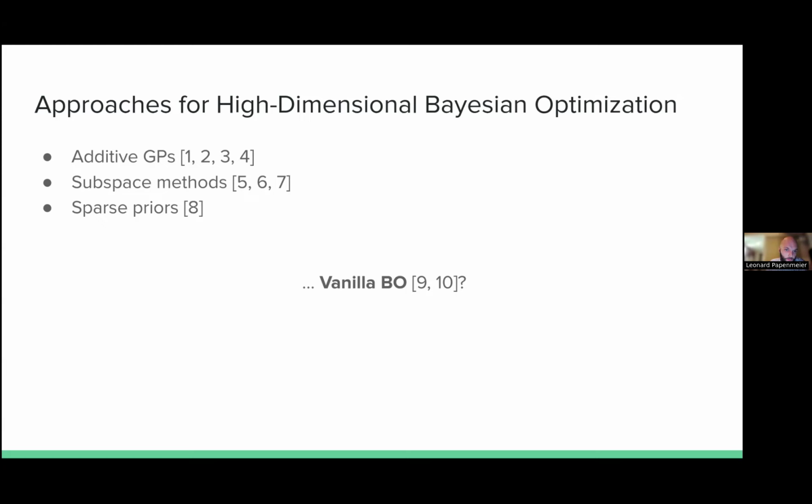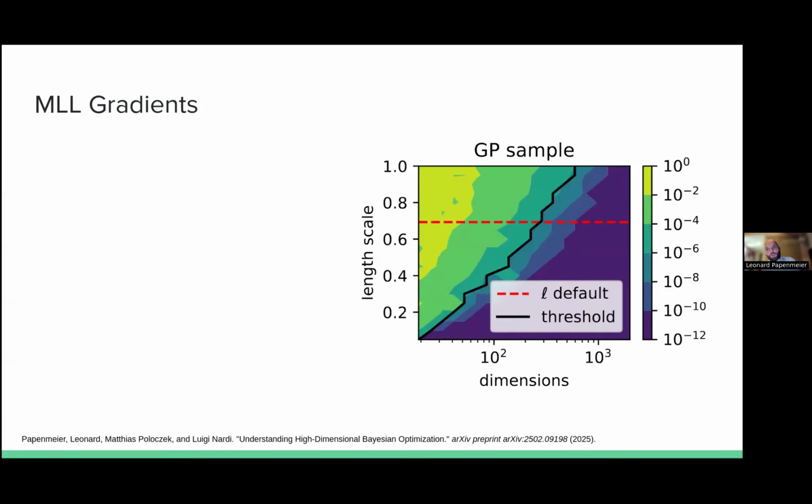However, we saw 2 papers in the past that said that vanilla BO just works out of the box in high dimensions. And this talk really is about why is that, and why didn't it work in the past. So, right, let's start with talking about why high-dimensional BO didn't work in the past.